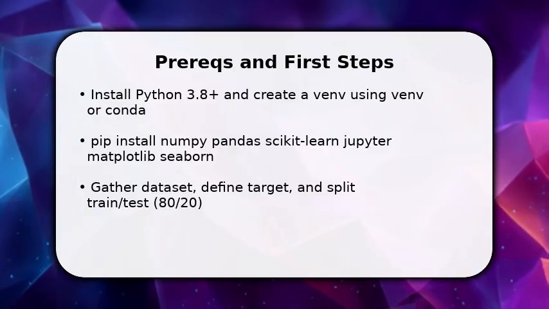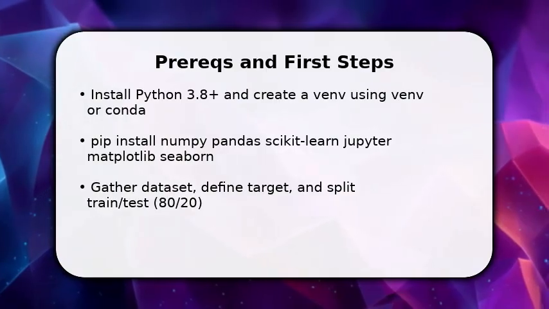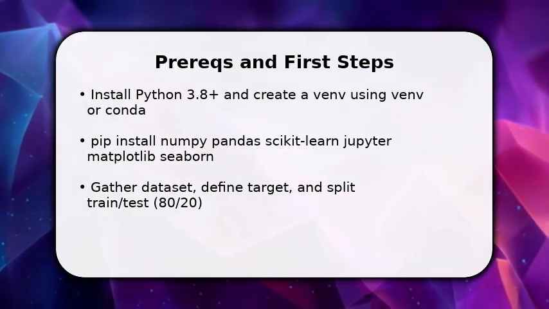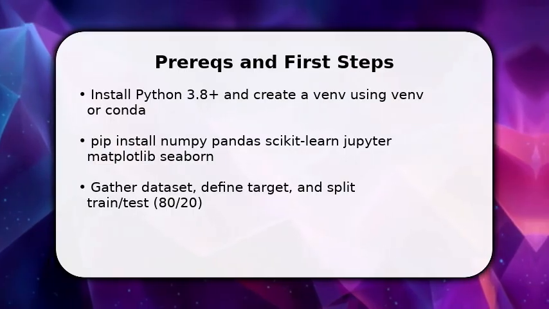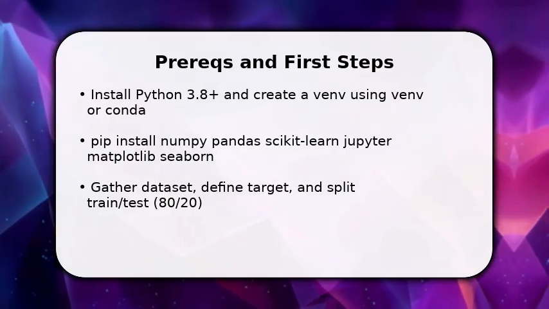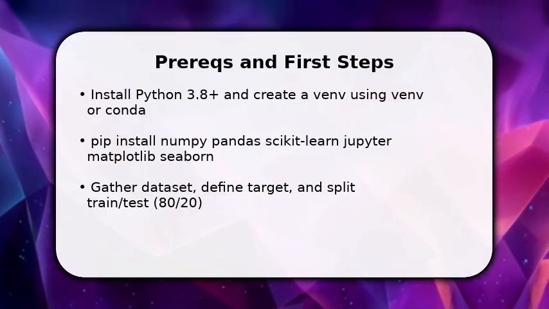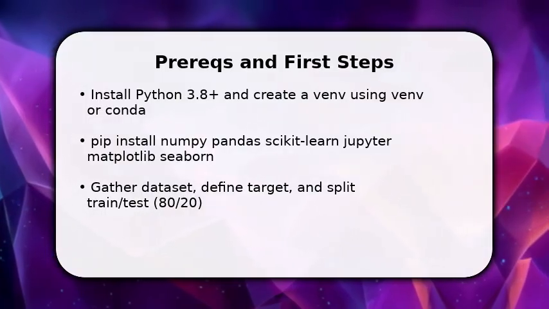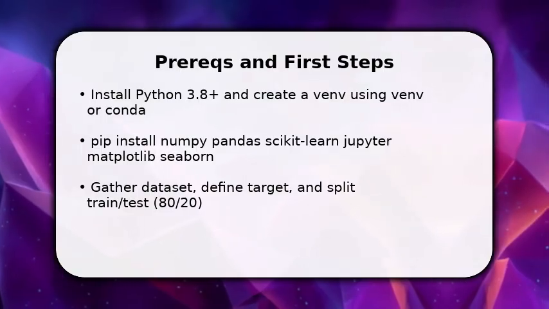You start by preparing an environment that's reproducible and minimal. Create a virtual environment, install NumPy, Pandas, scikit-learn, and Jupyter. This keeps dependencies clean. Load your dataset, inspect columns, and define the target variable so you understand labels versus features.